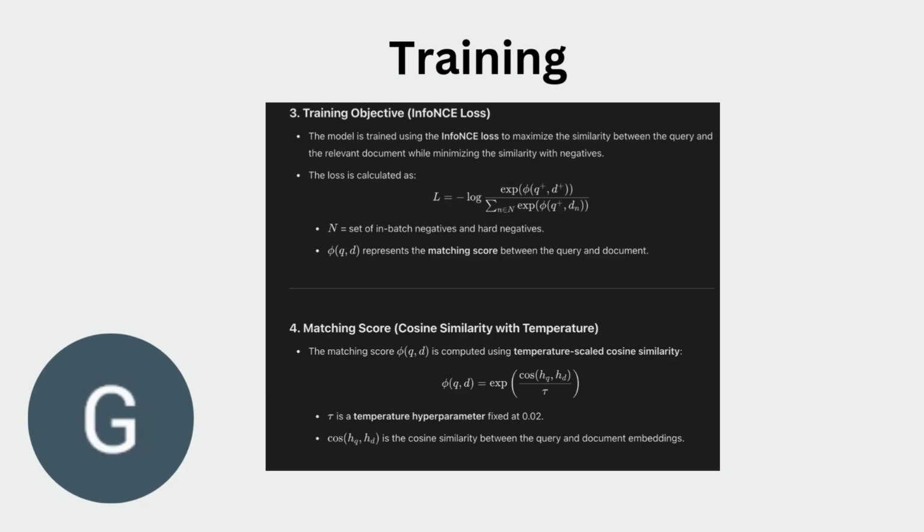Now let's talk about the training objective, which is basically the InfoNCE loss, which we talked about earlier. The model is trained using InfoNCE loss, and the goal is to maximize the similarity between the query and the relevant document while minimizing the similarity with the negatives. And the way we measure similarity is using cosine similarity with temperature. So this is the overall training process which they use to fine tune the decoder-only large language model.